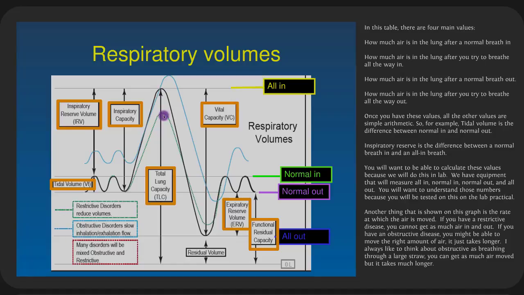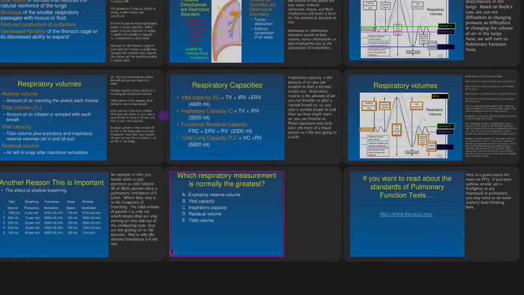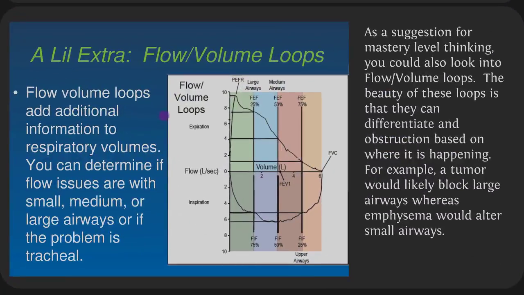If you have an obstructive disease, you might be able to move just the same amount of air, but it takes you longer. So I always like to think about obstructive as breathing through a large straw. You can get in just as much air, but it takes a lot longer. We're going to do these in lab, and that should also clean things up a little bit for us.